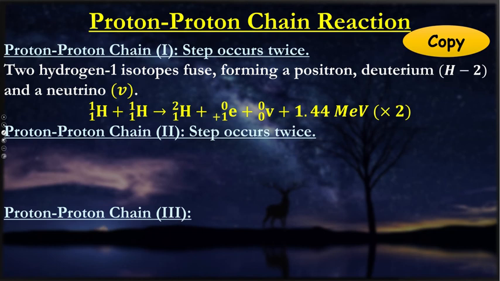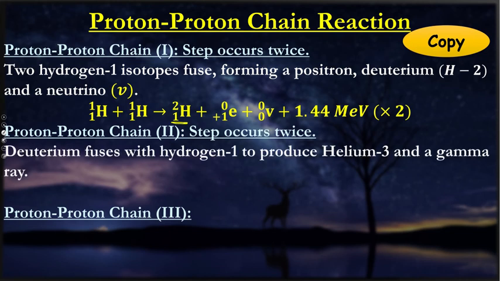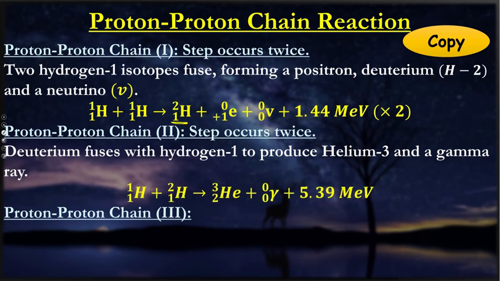Step 2, we use the hydrogen-2 and it collides with another hydrogen-1, and that produces helium-3 and gamma radiation. Again, this step also occurs twice.